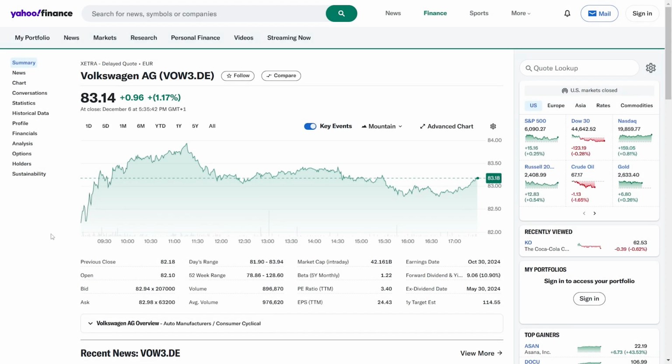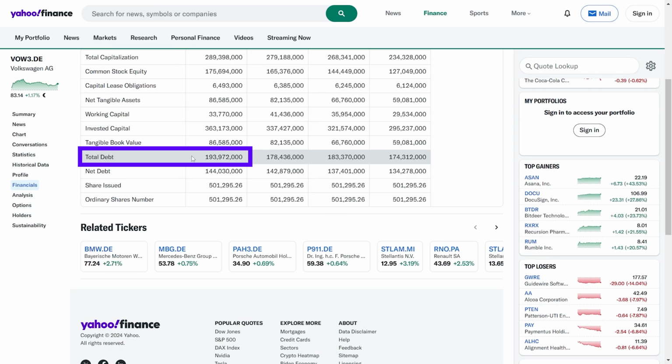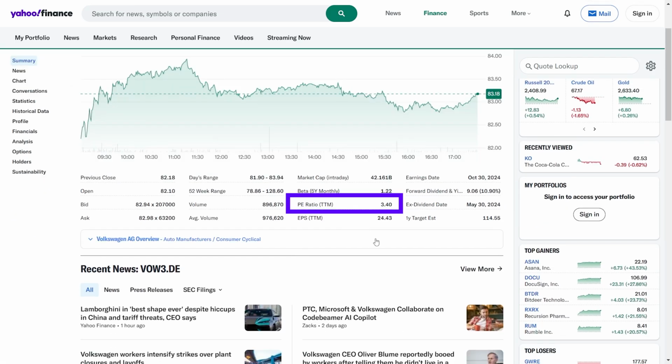I don't want you to focus on geopolitical risk. There are all sorts of risk. For example, financial risk. Let's go back to Volkswagen. The price of the company is just 42 billion. However, if you go into financials, balance sheet, total debt, 193 billion. So when you buy the company for 42 billion, you are also buying 193 billion of debt. I mean, do you want that? I don't. Okay, the PE is just 3.4, but soon the banks might take over the company, or the shareholders will be asked to pay down the debt.